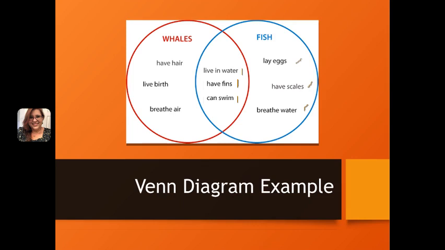And when we do our pre-writing and we start listing what is unique to each item and what they have in common, we can see more clearly what we might want to write about and why it's important.